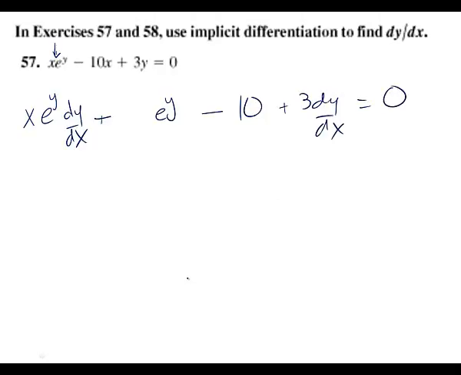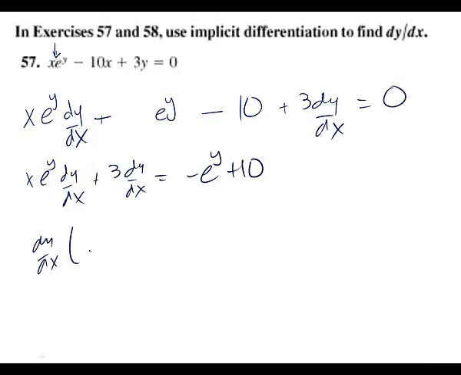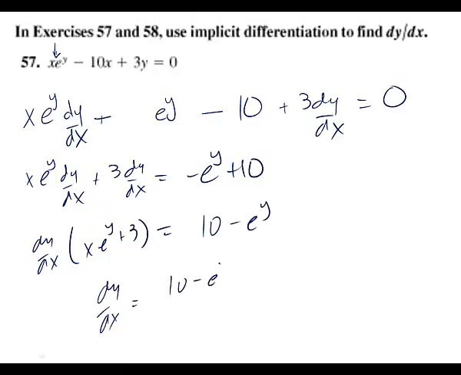All right, we want to leave everything that has dy dx on the left and move everything else to the right. So I've got this x e to the y dy dx plus 3 dy dx equals negative e to the y plus 10. What are we going to do now? Yep, factor out dy dx. We've got x e to the y plus 3. Likely what they're going to do is switch the order on that, right? Because they don't like the lead negative. Either that or they'll factor a negative out and make the whole thing negative. All right, and then how do we get this mess to the other side? Divide it, okay? We've got 10 minus e to the y over x e to the y plus 3.